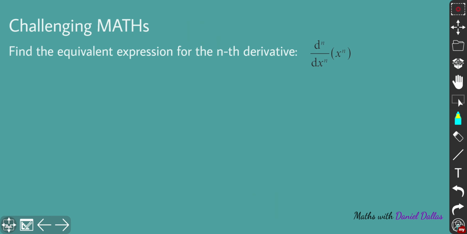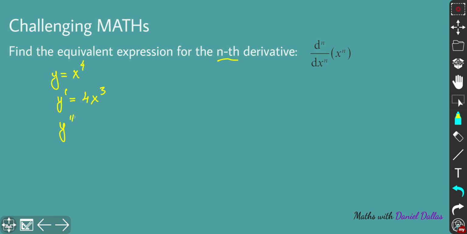Okay, so challenge in math. Find an equivalent expression for the nth derivative. Be careful, nth derivative. Remember, if you differentiate once, it's going to be the first derivative, or the prime. For example, let's assume that y is x to the power 4. If we first differentiate, we'll get 4x cubed, right?